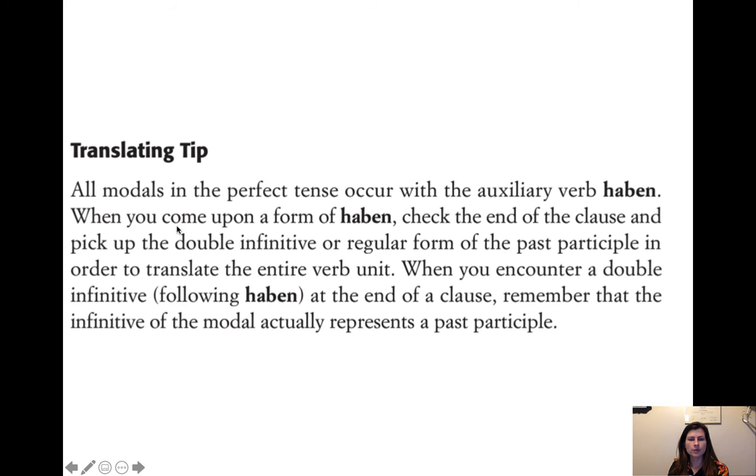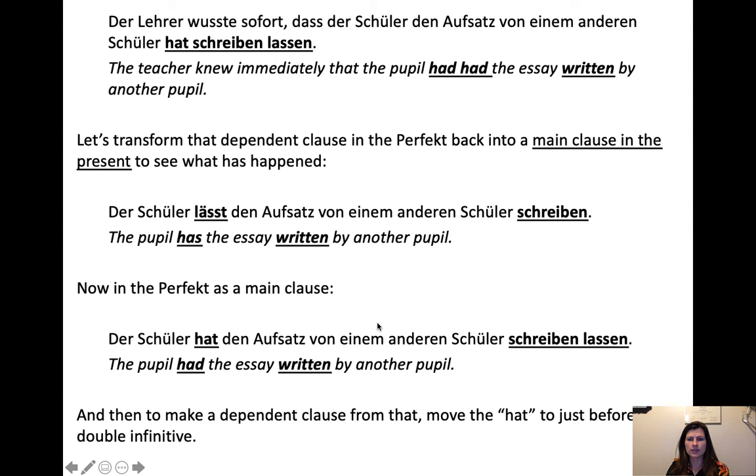So when you come upon a verb form of haben, check the end of the clause and pick up the double infinitive or regular form of the past participle, in order to translate the entire verb unit. You have to find all the verbs and see how they work together to make your verb unit in English, because in English the verbs are usually all together instead of split up like we've been seeing. When you encounter a double infinitive following haben at the end of the clause, remember that the infinitive of the modal actually represents a past participle.